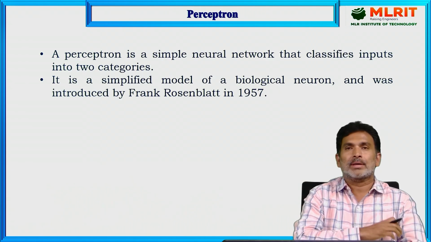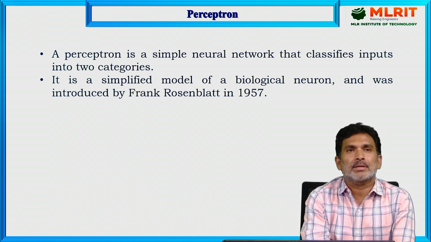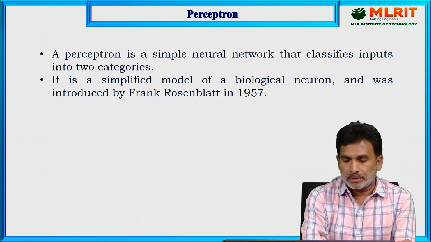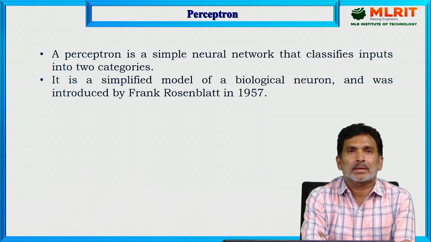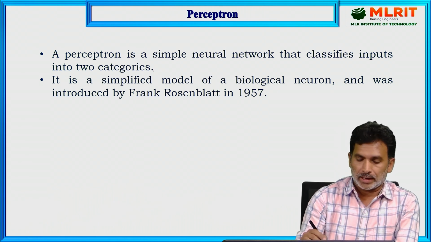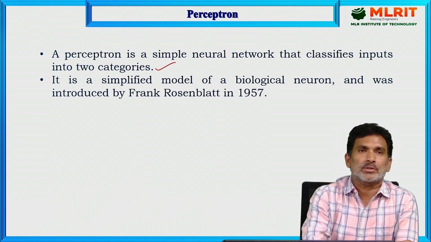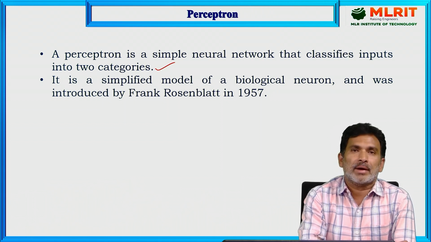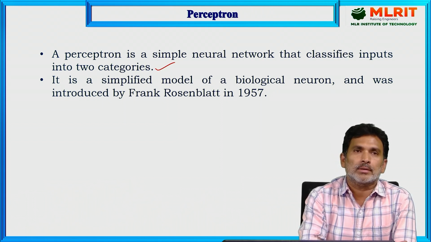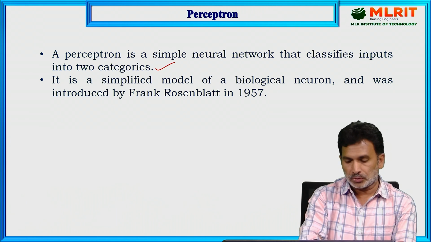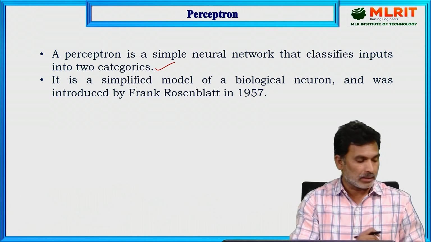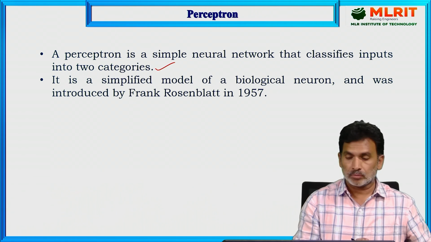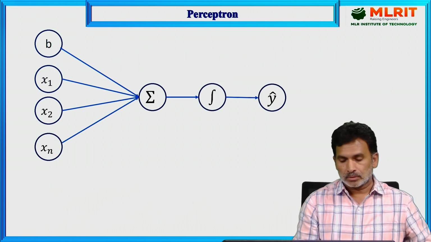Let us quickly recall the basic definition. A perceptron is a simple neural network that classifies the inputs into two categories. It is a simplified model of a biological neuron, and it was introduced by Frank Rosenblatt in 1957. So that is about the perceptron.